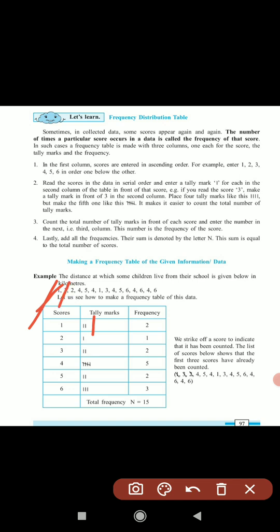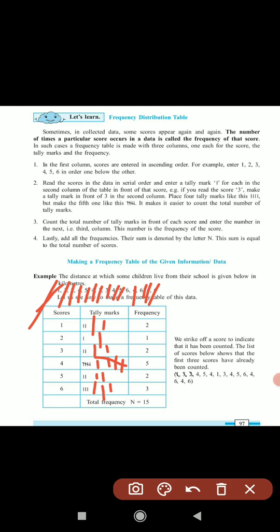Now the third 1, now second like this, now the fourth 1, now the fifth, fourth 1, 1, 3, 4, 5, 6, 4, 6, 4, now 6. So like this you have to make the tally marks and add them.